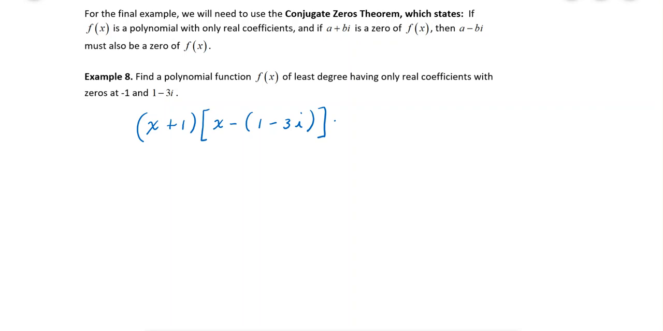it's certainly okay. And then the last thing is the conjugate zeros theorem, and it says that if you have a 0 at 1 minus 3i, then you also need to have a 0 at 1 plus 3i.